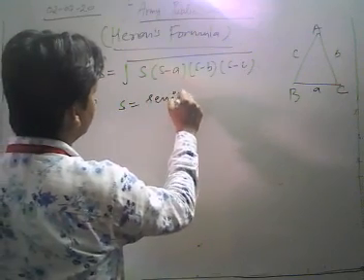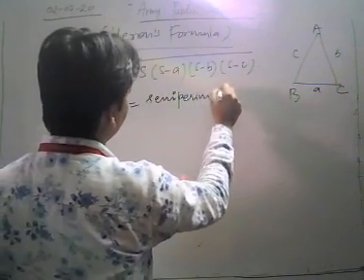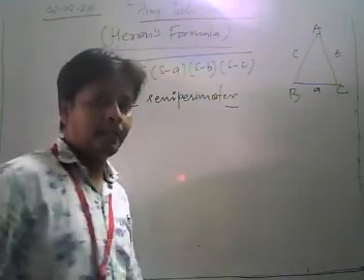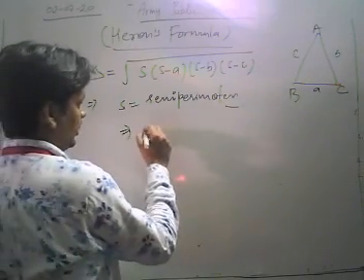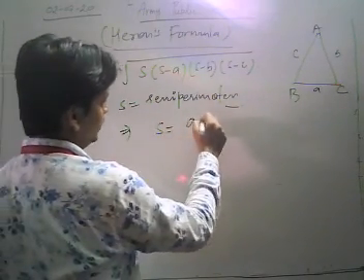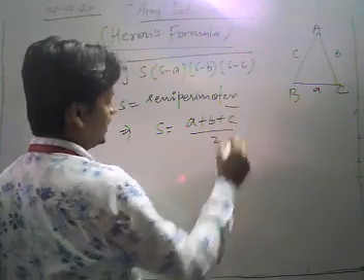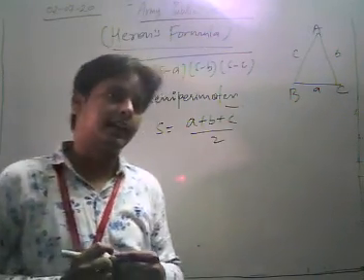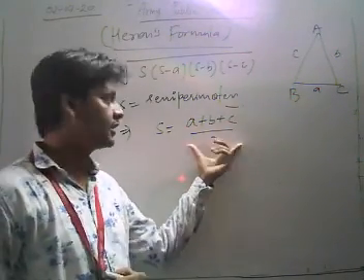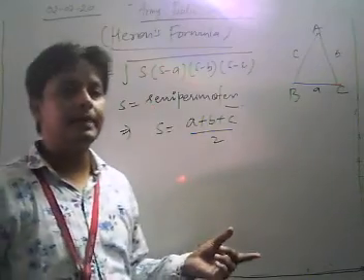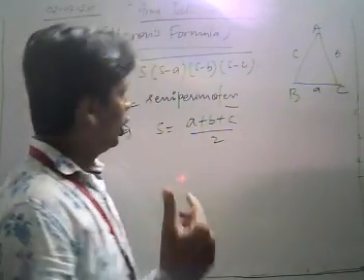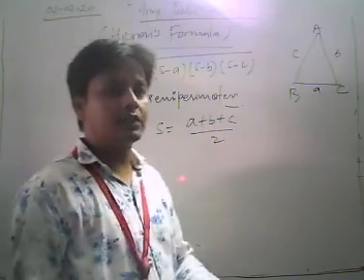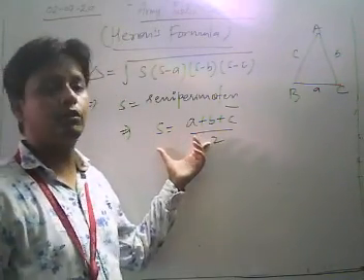Here S is the semi-perimeter. Yesterday I discussed that the value of S is a plus b plus c upon 2, the sum of all sides of the triangle divided by 2. This is the formula for the semi-perimeter of the triangle. Today we solve some more questions based on Heron's formula.